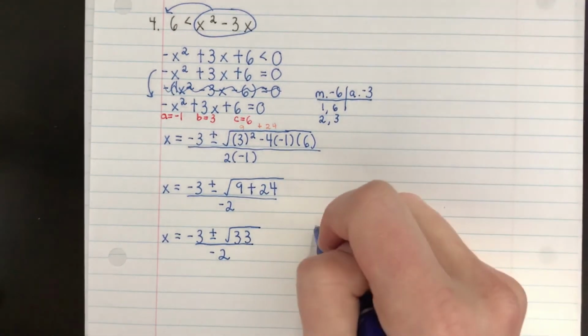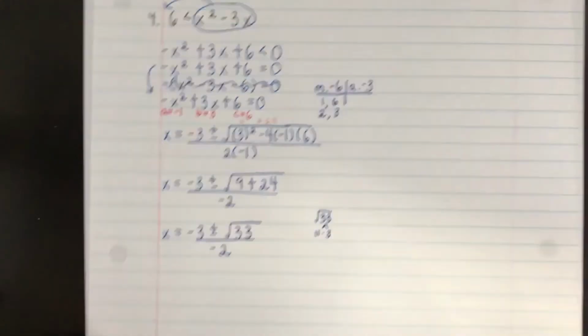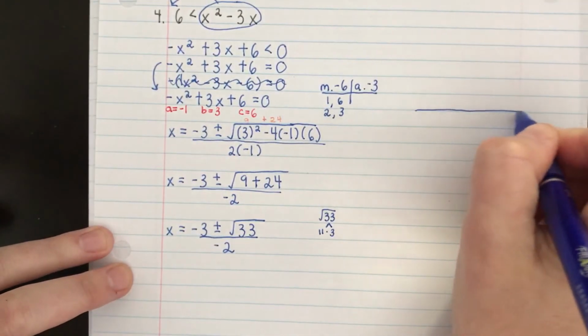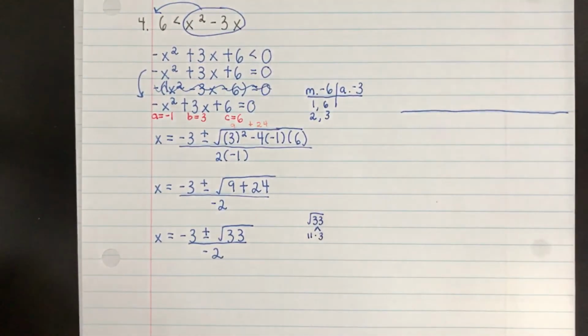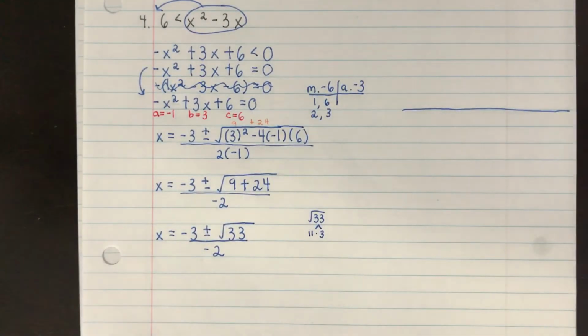You can go off to the side and break up 33, but it's just 11 and 3. Nothing's going to come out. So to get the zeros, because for this problem I need to know where on the graph we cross the x-axis, I would plug this into the calculator, and I actually already have.